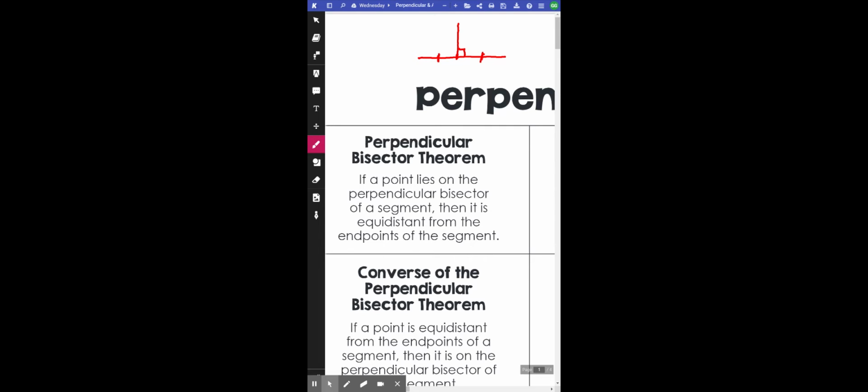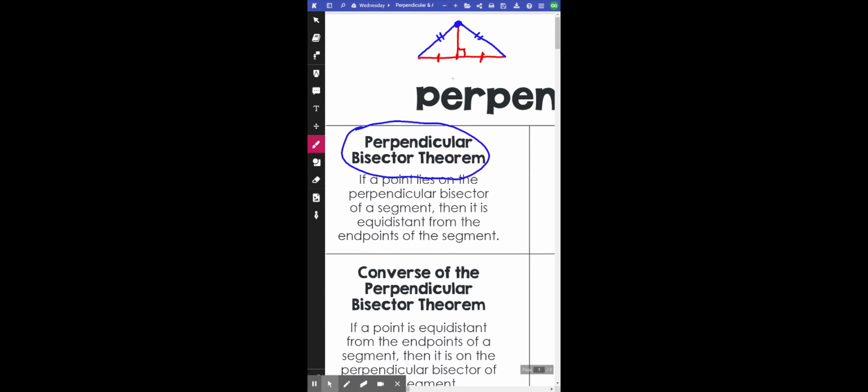The way the perpendicular bisector theorem works is, if you have a point, say up here, and you connect it to the ends of that segment, then this side is going to be equal to this side. Pretty much creating isosceles triangles. You have to kind of remember that. So that's what the perpendicular bisector theorem says.